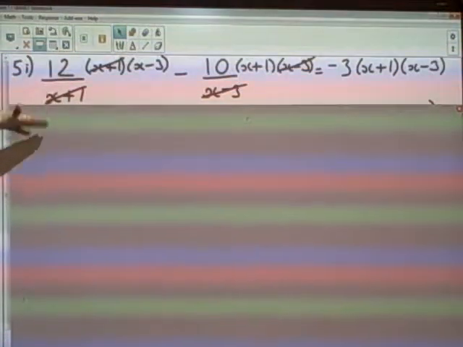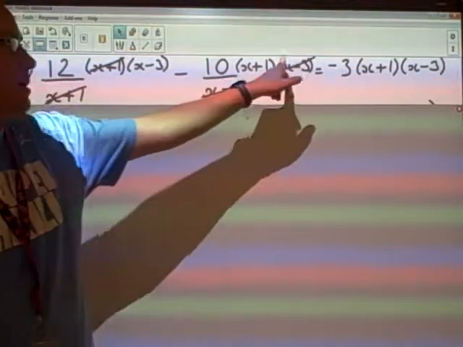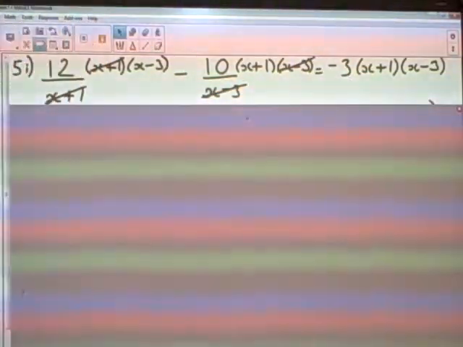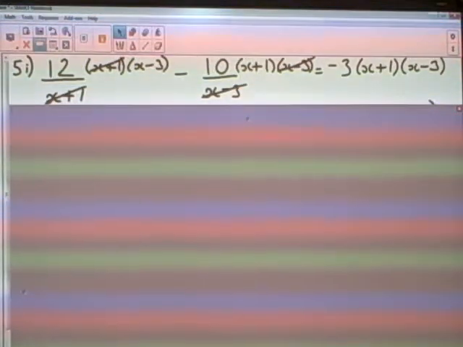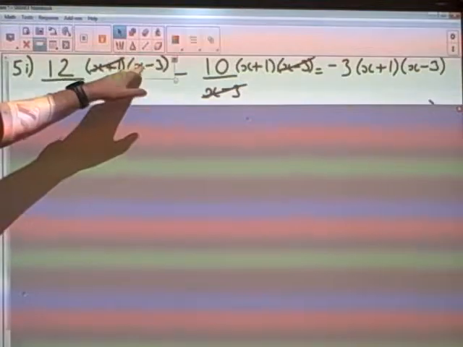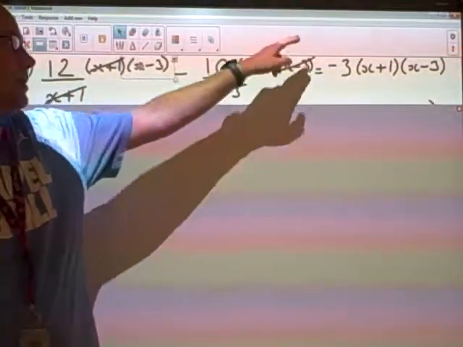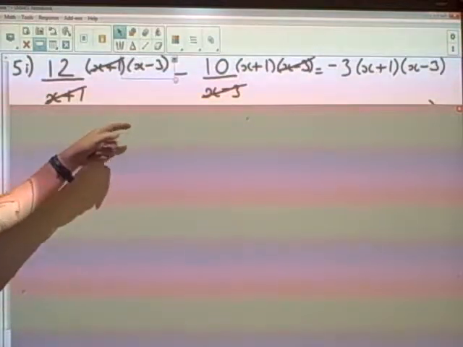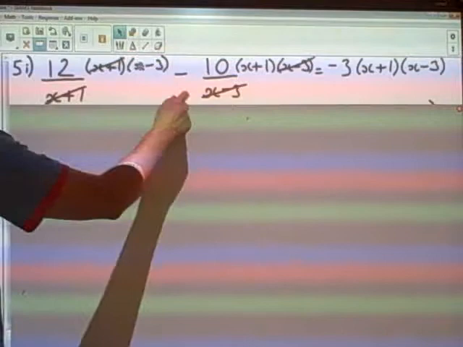So to get rid of my x plus 1, I times the first term by x plus 1, the second term by x plus 1, and the third term by x plus 1. But by doing that, the x plus 1 over the x plus 1 will cancel. Now I also had an x minus 3 as a denominator, so I times each term by x minus 3, and then I get rid of my denominator because x minus 3 over x minus 3 will cancel. Now once I've got to that stage, then I can start solving this equation.